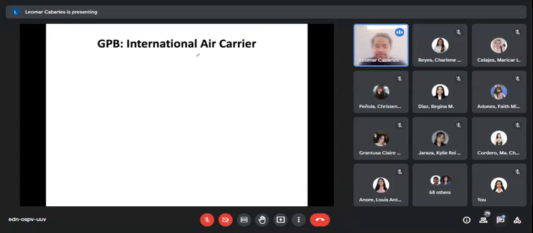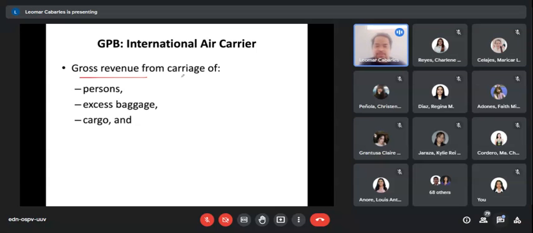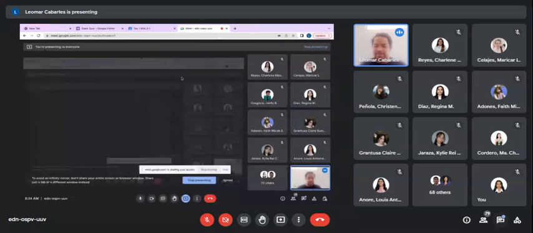Mga vessels, no? Sea vessels. So international carrier, gross revenue, so carriage of persons, excess baggage, cargo, mail, originating from the Philippines. Let's say Macau Airlines, or American Airlines. Okay? And there are a lot more foreign airlines in the Philippines. So their taxation is based on their gross Philippine billings. Okay, 2.5%.